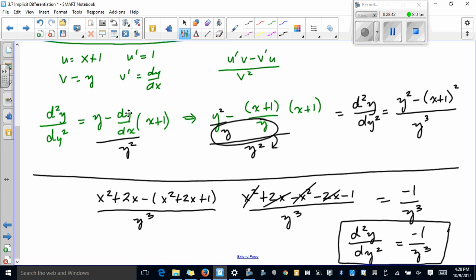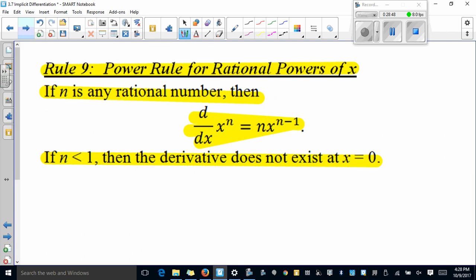Okay, and then our last rule is something I think you guys have already been playing with, power rule for rational powers. Notice it hasn't changed. For n less than 1, the derivative does not exist at x equals 0, which is fine. This is stuff that you guys have been working with before, and I know that our video is already at 30 minutes, very long, but just a couple of these problems to play with.